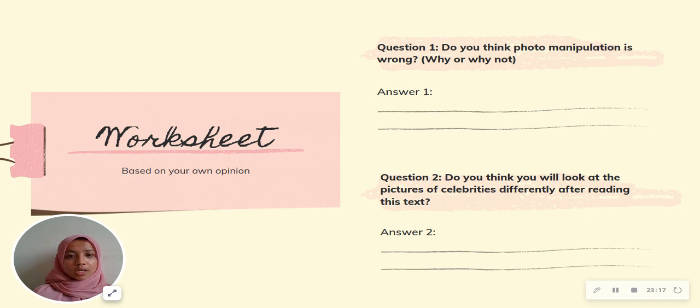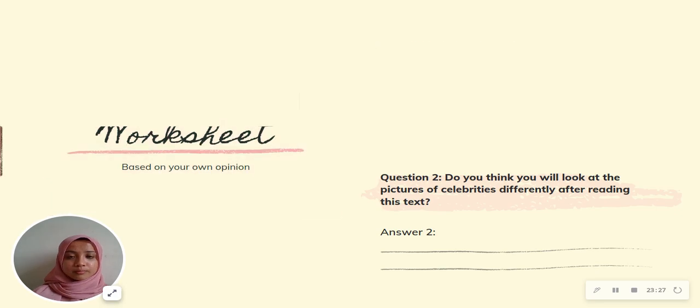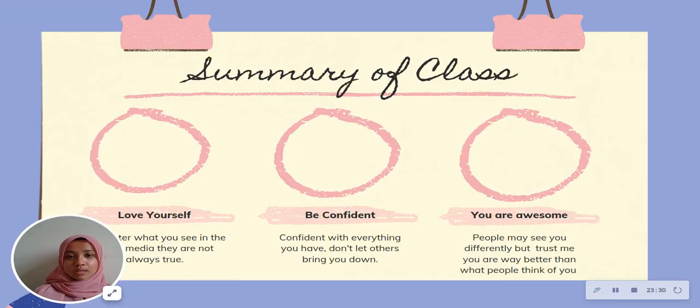Okay, so you can give your own opinion. This worksheet, you can take it and put your own opinion. Together we put our opinions here so that we can know that everyone has a different point of view. Okay, so that is all for the day.